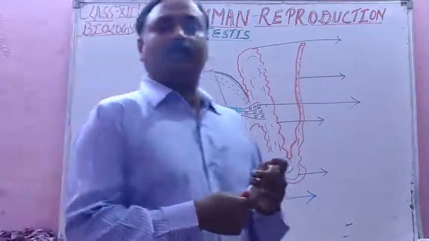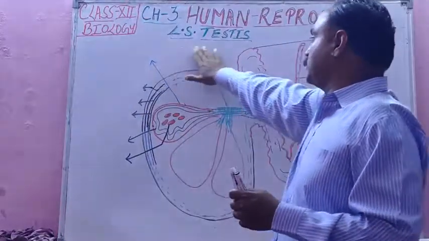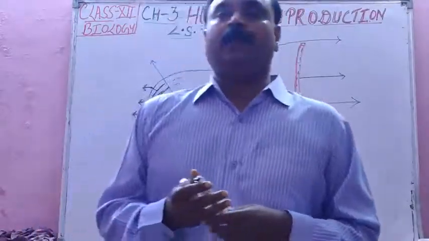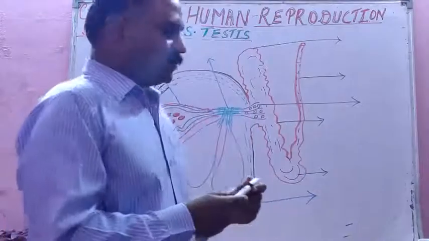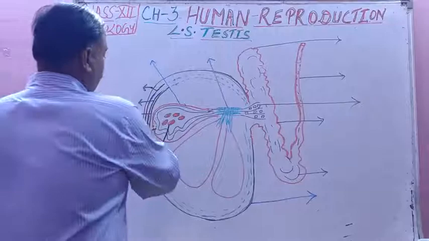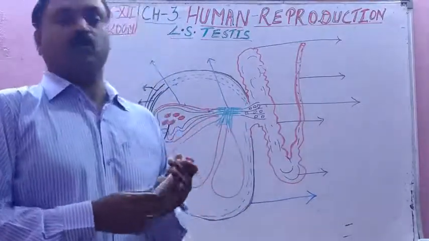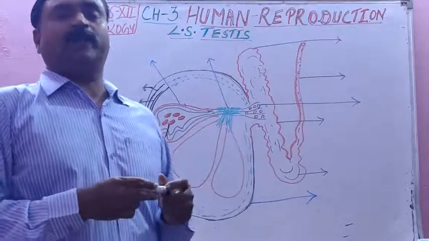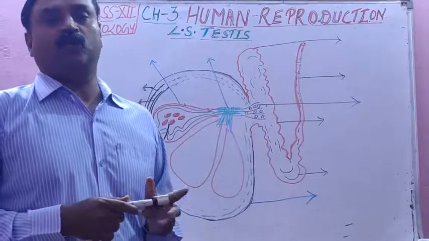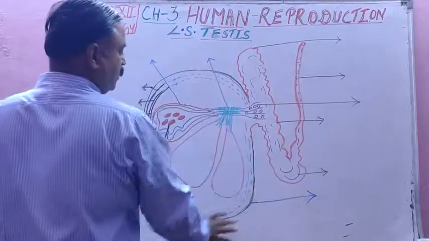So student, let us start with the first part of this chapter, that is the male reproductive system. The first part is longitudinal section of testes, LS of testes. So student, this is very important. After LS, when we study TS, transverse section, that is very important for your practical course also. That is in the third part of practical, the slide of TS of testes. So let us start. This is the longitudinal section of testes.